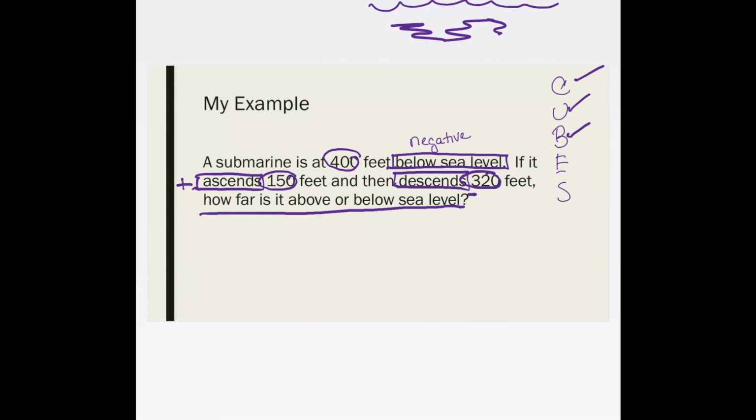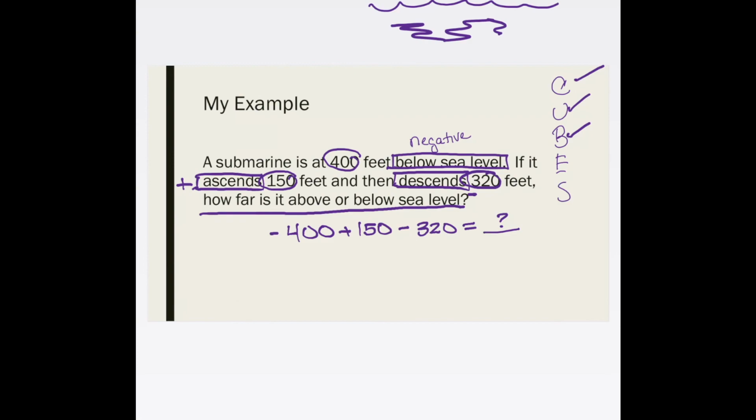So that's when I really set up my problem, right? The submarine is at 400 feet below sea level. If it's below sea level, that means negative 400. It ascends 150 feet, so that means I'm adding 150. And then descends 320 feet. And we said descends means I'm subtracting. How far is it above or below sea level? So I'm trying to figure out this answer, right? All right, so now I just have a problem with 3 addends.